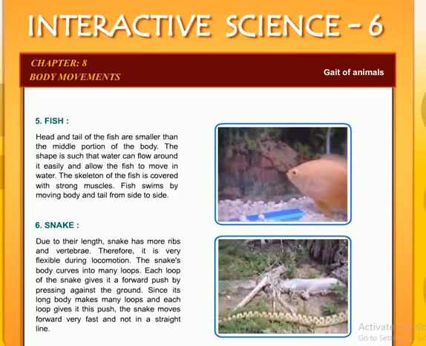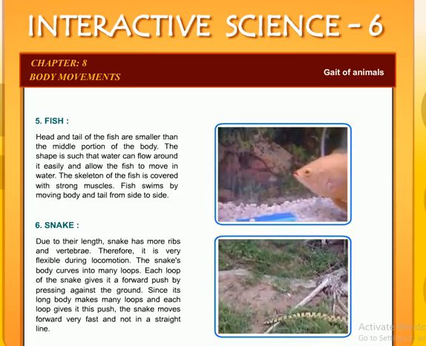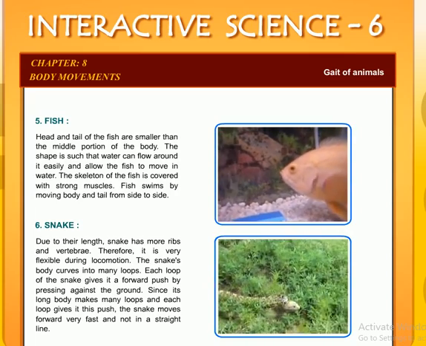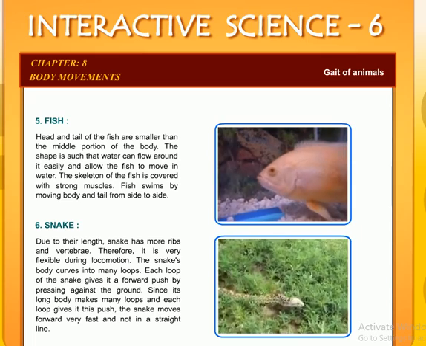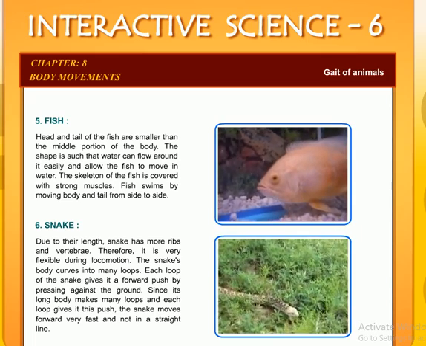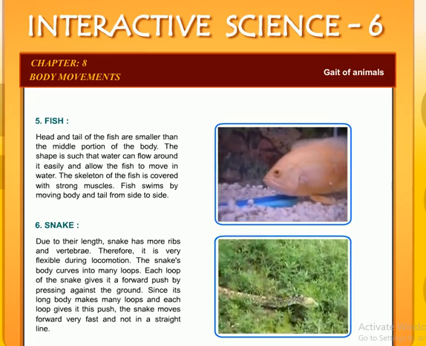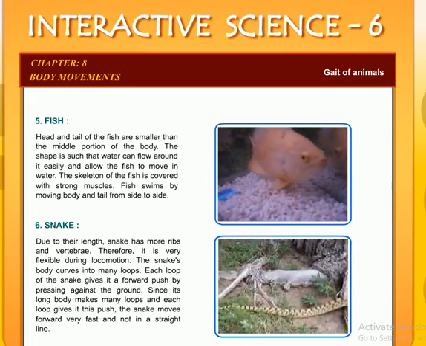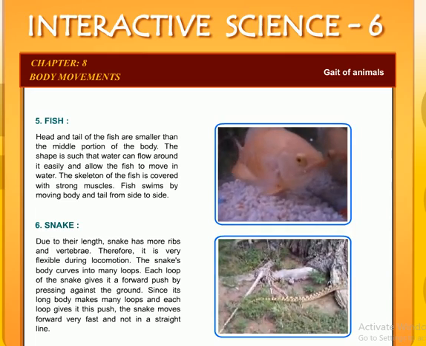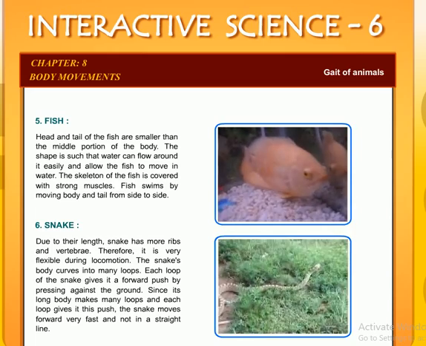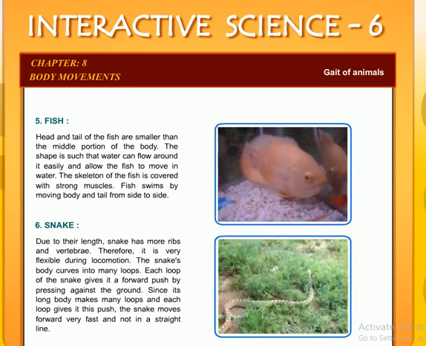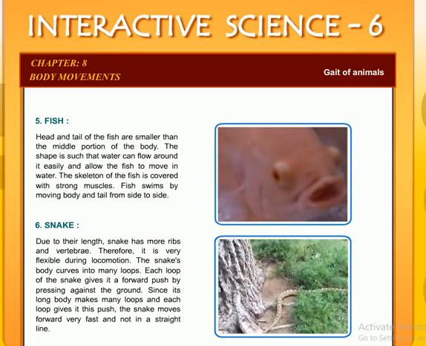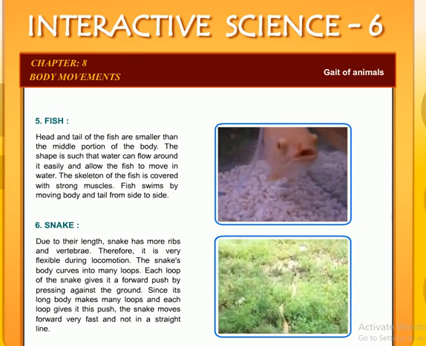6. Snake. Due to the length, snake has more ribs and vertebrae. Therefore, it is very flexible during locomotion. The snake's body curves into many loops. Each loop of the snake gives it forward push by pressing against the ground. Since its long body makes many loops and each loop gives it this push, the snake moves forward very fast and not in a straight line.